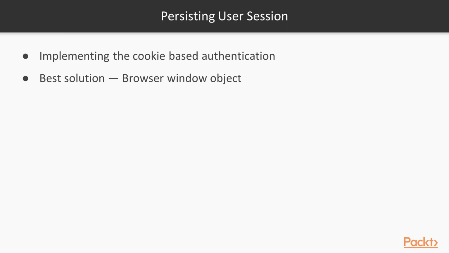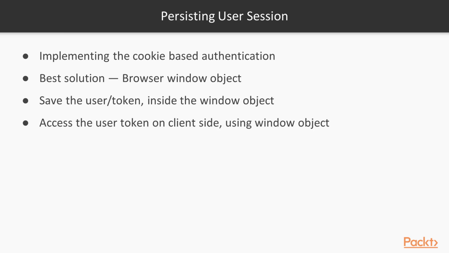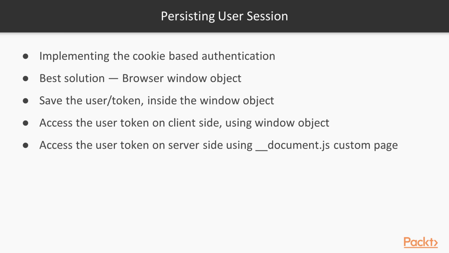I found the browser window object. So we're going to save the user token inside the window object. That's why I'm going to use the document page. It's a global page. We can inherit some initial page settings, like if you want to insert some styling, you can do that. If you want to insert some global script, you can do that. So now you can access the user token on the client side using the window object. You can also access the user token on the server side using the document page.